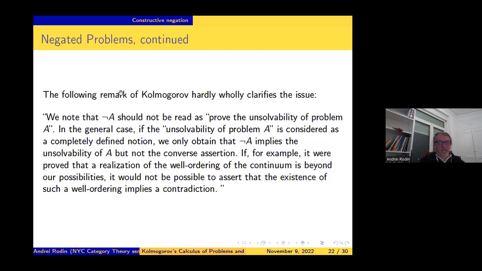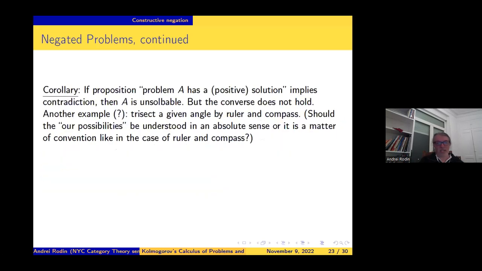But then actually, Kolmogorov tries to explain, and I think things become even more cryptic but also more interesting. He says that not-A, defined as above, should not be read as proving the unsolvability of problem A. If the unsolvability of problem A is considered as a completely defined notion, we only obtain that not-A implies unsolvability of A, but not the converse. If, for example, it were proved that the realization of a well-ordering of the continuum is beyond our possibilities, it would not be possible to assert that the existence of such a well-ordering implies a contradiction. Right, so if we have the proposition that problem A has a positive solution implies a contradiction, then A, of course, is unsolvable. But according to Kolmogorov, the converse does not hold.